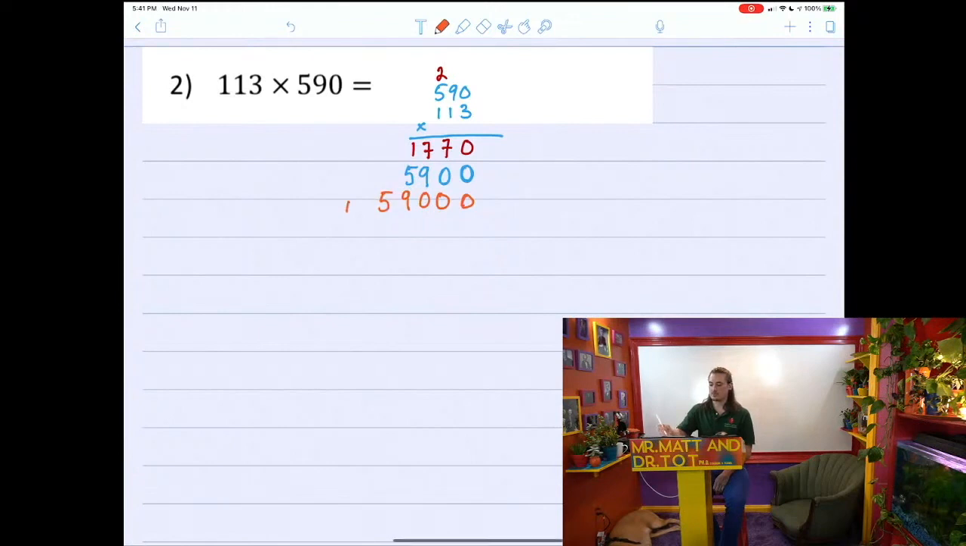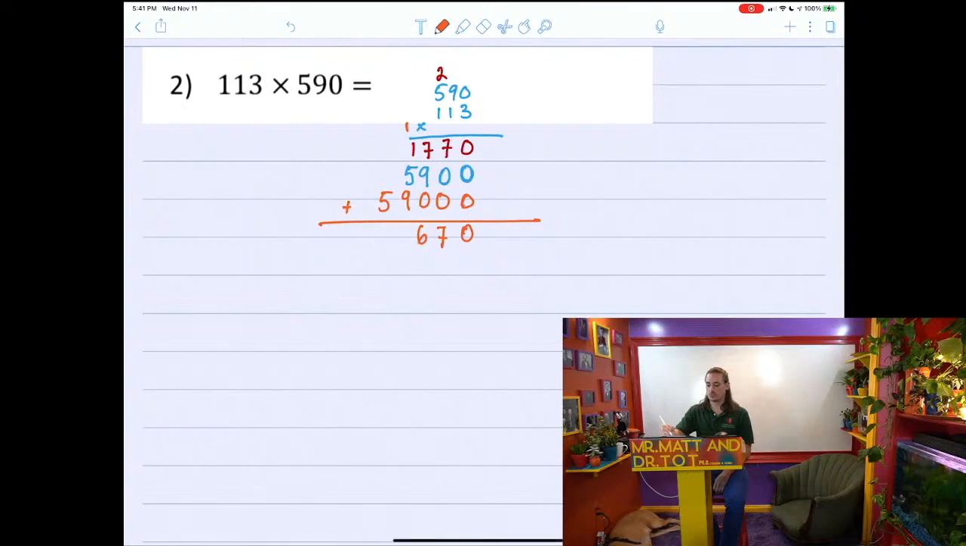So now we're going to sum all these values up. 0 plus 0 plus 0 is 0. 7 plus 0 plus 0 is 7. 7 plus 9 plus 0 is 16. So we keep the 6, carry the 1 over.